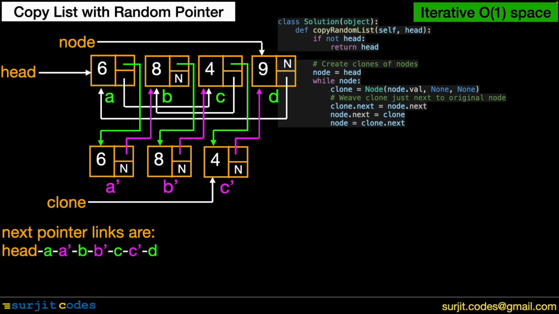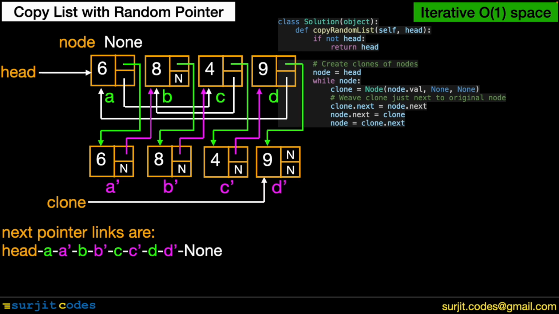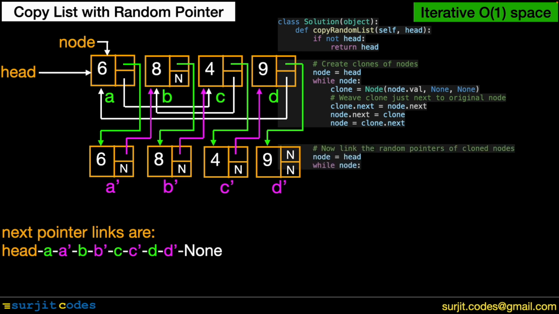In the third iteration, we weave the clone of the third node. In the last iteration, we weave the clone of the fourth node. Note that node next was none at the start of this iteration, so D prime next remains none. Now we start the second loop to fix the random pointers.